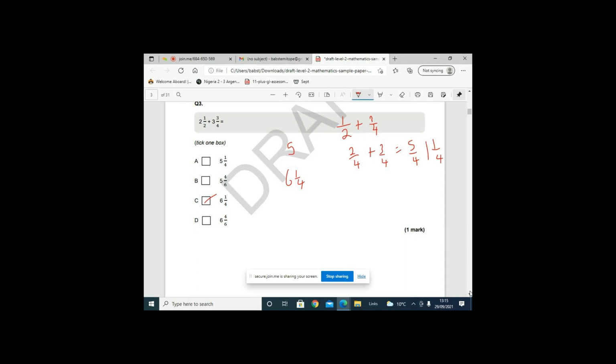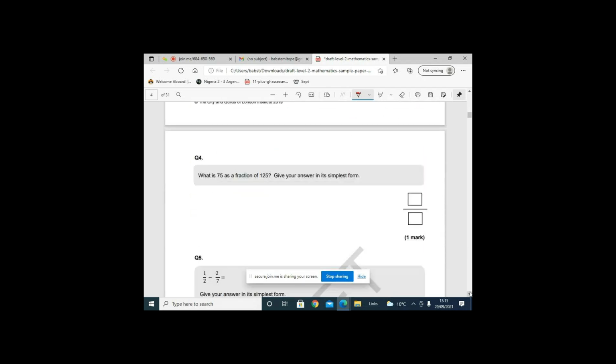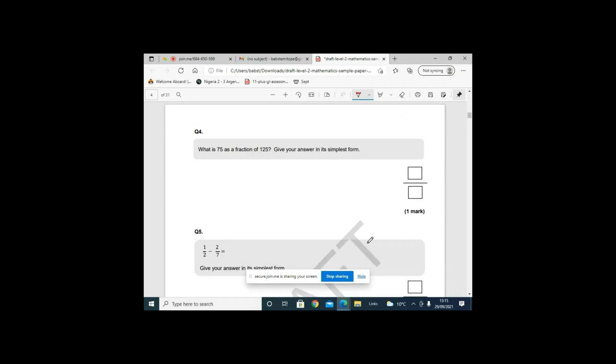If you struggle with anything, just ask me to wait. I'm going to do this one. What is 75 as a fraction of 125, in simplest form? That means to simplify it. 75 as a fraction of 125, you put 75 out of 125.